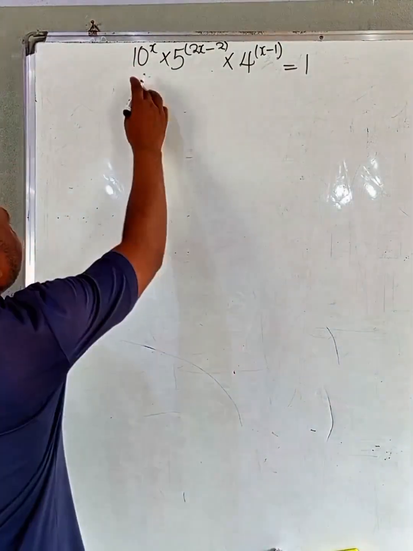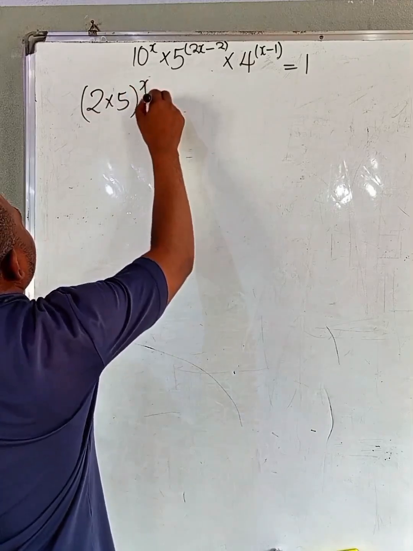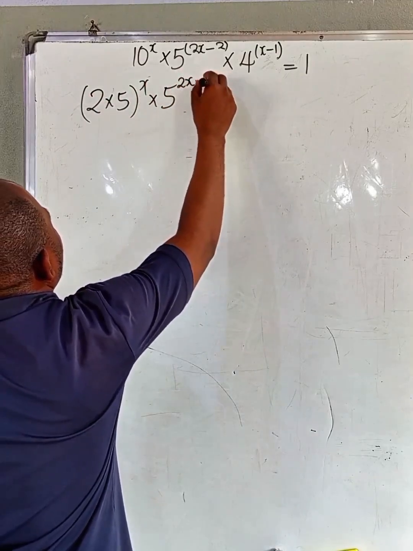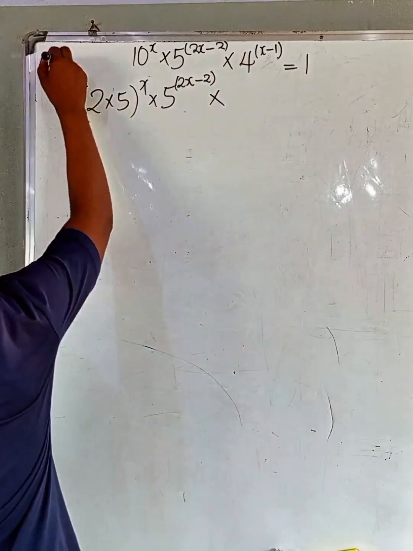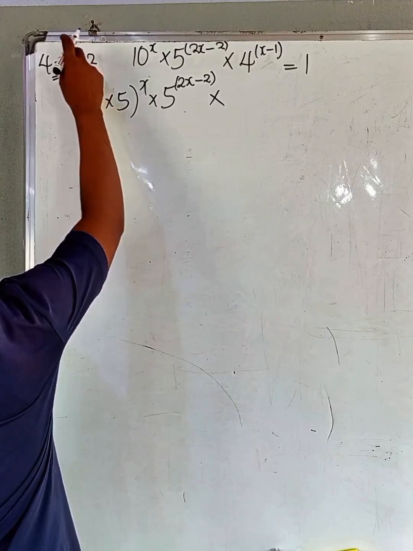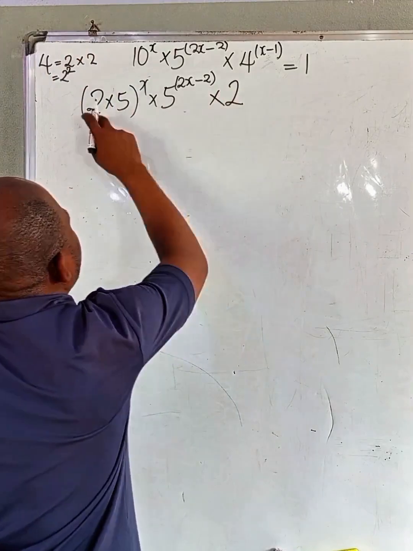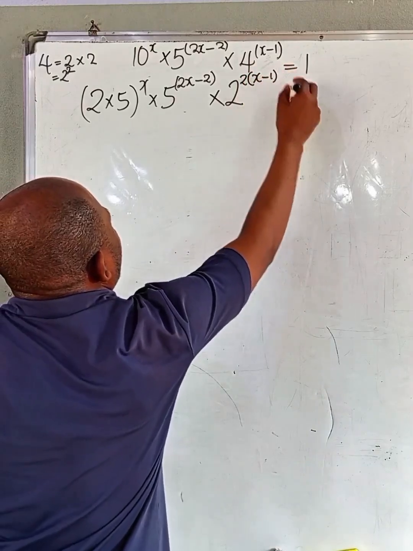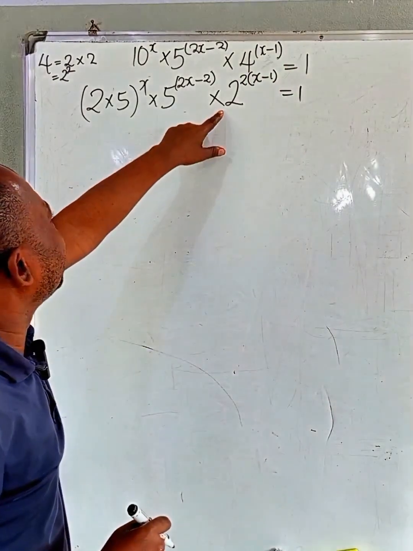So we have (2 times 5) raised to the power of x times 5 raised to the power of 2x minus 2, times... Remember, this 4 can also be written as 2 times 2, which is 2 raised to the power of 2. So 4 can be written as 2 squared, so that we have (2 squared) raised to the power of x minus 1, equals 1. Right? So we keep on solving.